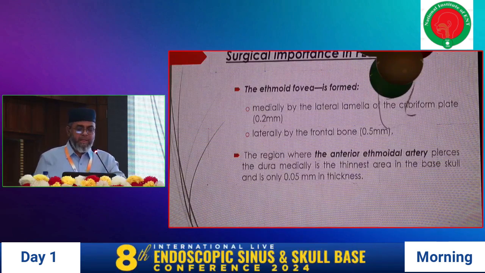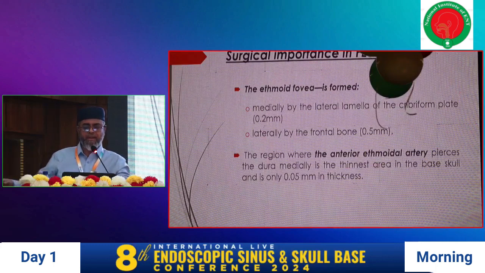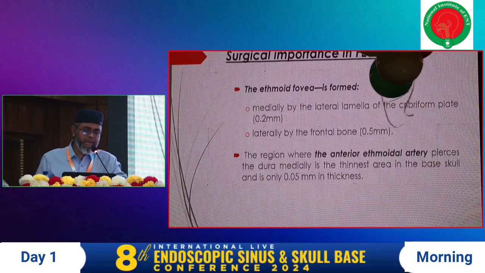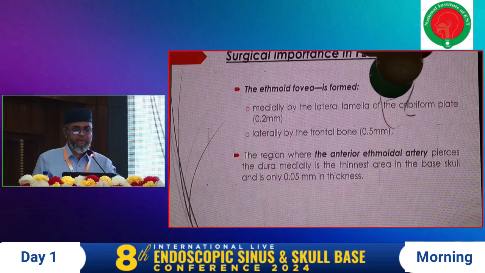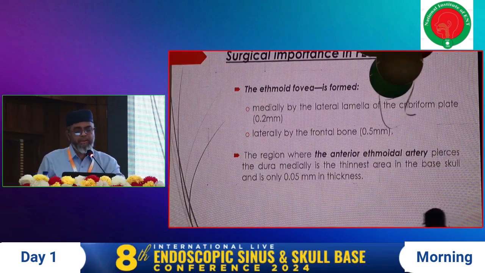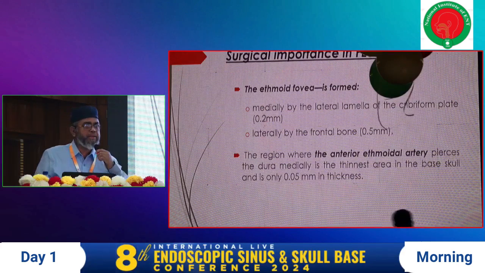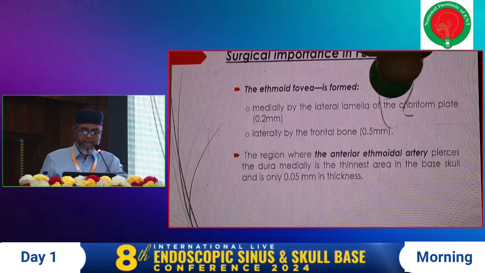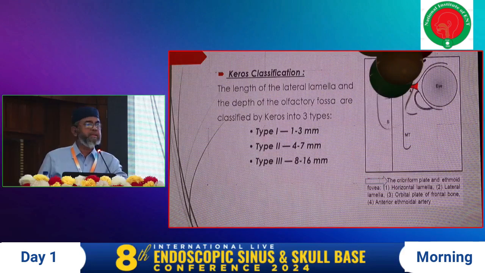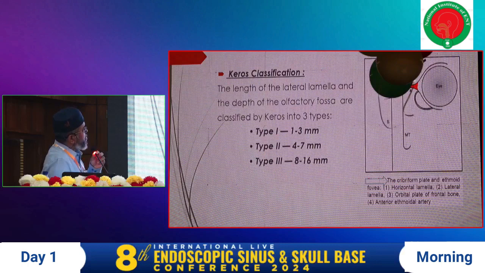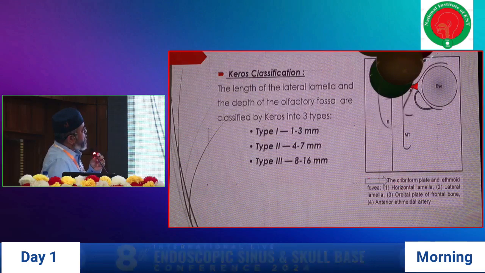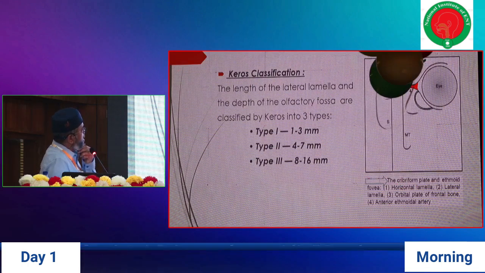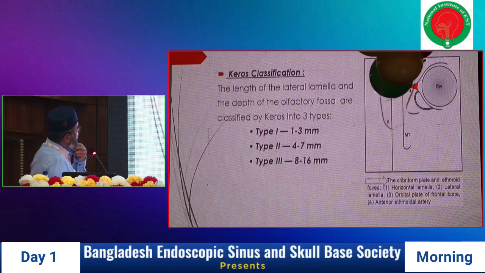Surgical importance in endoscopic sinus surgery. The ethmoid fovea is formed medially by the lateral lamella of the cribriform plate, 0.2 millimeter, and laterally by the frontal bone, which is 0.5 millimeter in thickness. The region where the anterior ethmoidal artery passes the dura medially is the thinnest area of the base of the skull and only 0.05 millimeter in thickness. If we look here, this is the olfactory fossa, this is the horizontal lamella, lateral lamella, and the orbital plate of frontal bone, which forms the olfactory fossa.